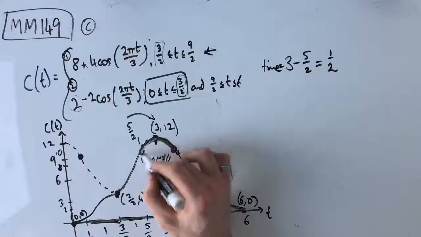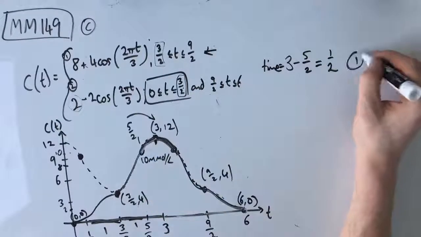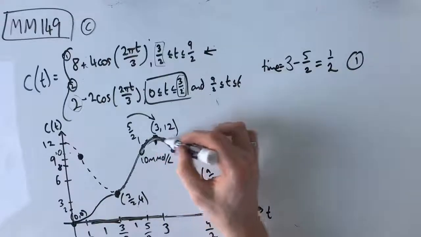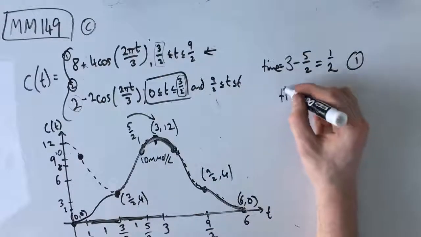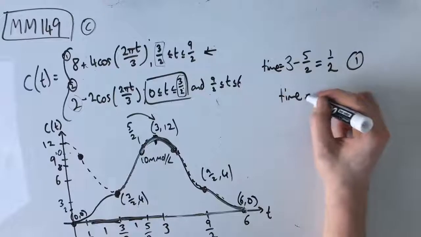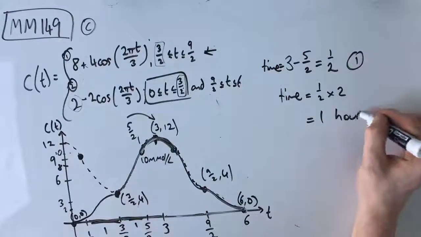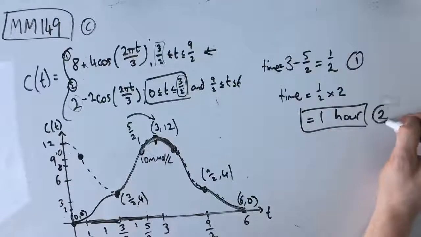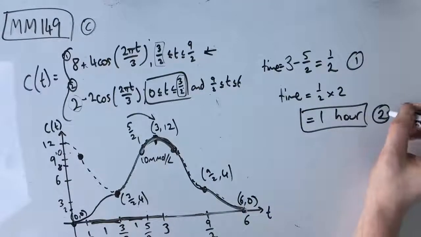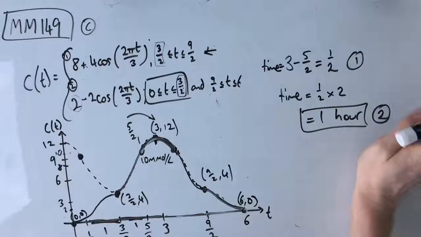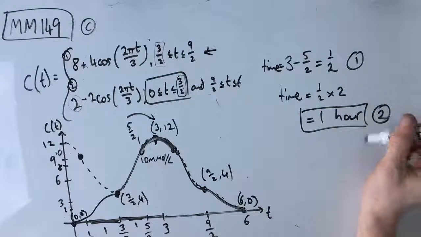That's from here to here, which means that the total amount of time, so this is your first mark, your total amount of time is that amount times 2. So time is equal to 1/2 times 2, which is equal to 1 hour. And that's your second mark, guys. So that's your final answer for this question. Again, just keep in mind that you need to include units, and you can basically just leave it from there.